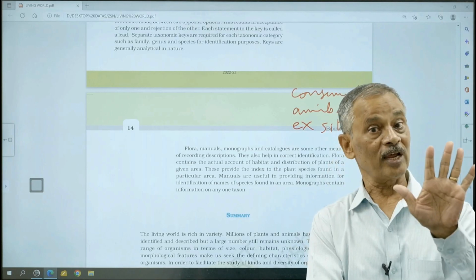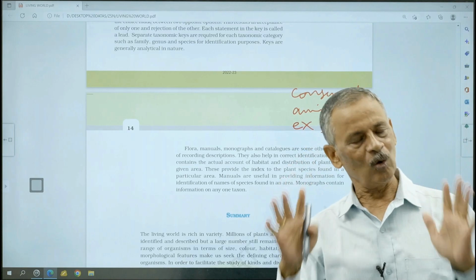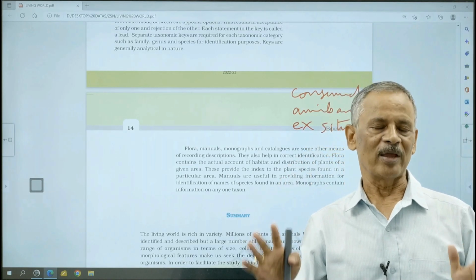Remember, without taxonomy, the study of living things is not complete. We cannot study living things or biology.